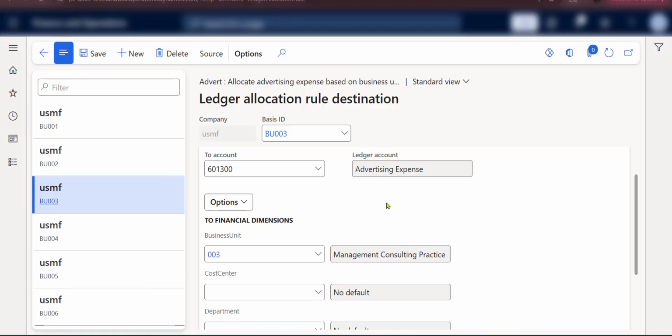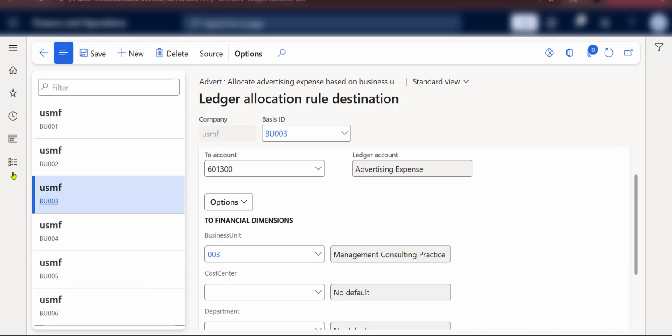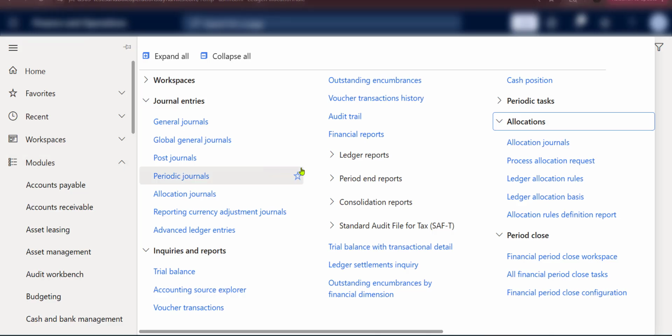Okay, so now we have completed all the configuration points. So we checked the box for basis rule, allocation on the cost side, the source and destination. All good. Now the next step is going to run an allocation proposal. So again, the system will run that calculation for you and generate a proposal type of journal for your review. And to do that, you just follow this logic to continue one up using this process allocation request.